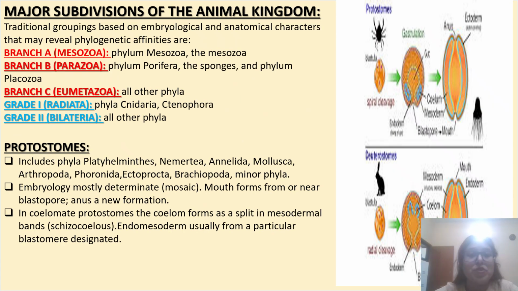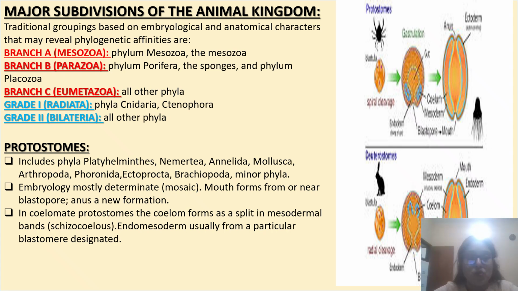Next, major subdivisions of the animal kingdom. Traditional grouping based on embryological and anatomical characteristics that may reveal phylogenetic affinities. Branch A is Mesozoa, phylum Mesozoa, and branch B is the Parazoa. Parazoa include phylum Porifera, the sponges, and phylum Placozoa. Next, branch C, that is Eumetazoa, all other phyla. It has two grades: grade A, Radiata, phyla Cnidaria and Ctenophora, and grade B, Bilateria, all other phyla.